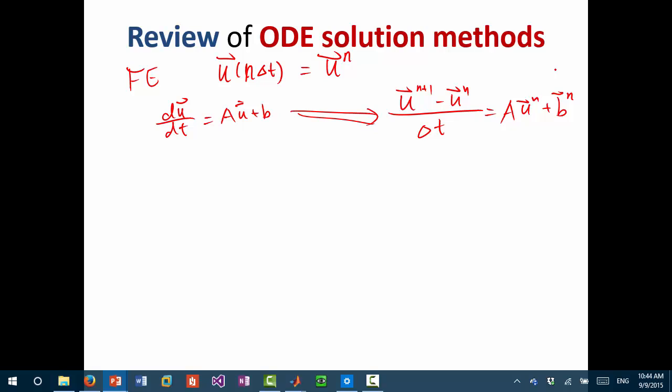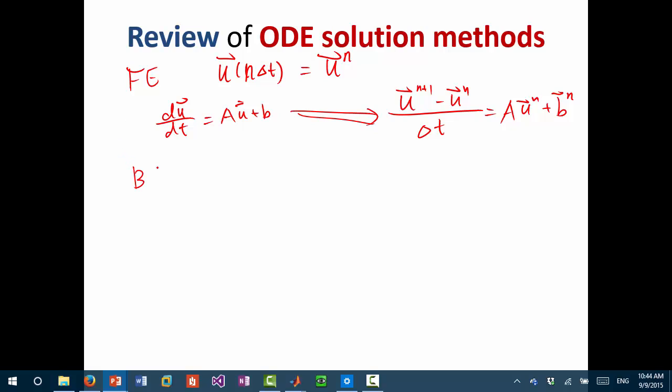And if my b is specified in discretized form, maybe I need some interpolation. For example, MATLAB has an interp function for interpolation. Maybe I need some interpolation to go from the specified discretization into the discretization that matches my time step. Okay, so I have this, and if I know what u n is, I can calculate what u n plus 1 is.